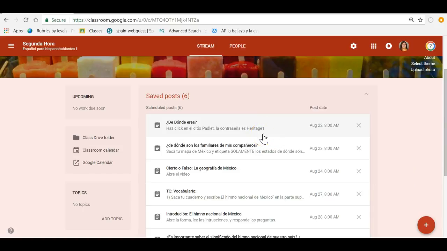Okay, so we're starting off with Spanish for Heritage 1, where we're working on 2 units. The first one is like Unit 0, and that's basically just the geography of Mexico. So figuring out where the different states are, how many states there are in Mexico, having the students look at where they are from, where their parents are from, where their peers are from, and so forth.